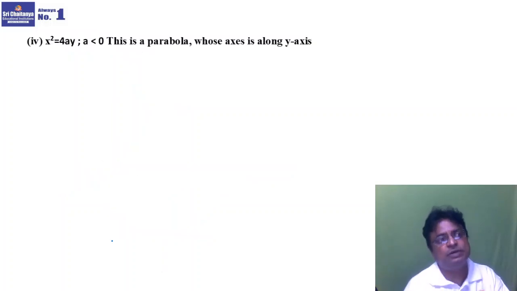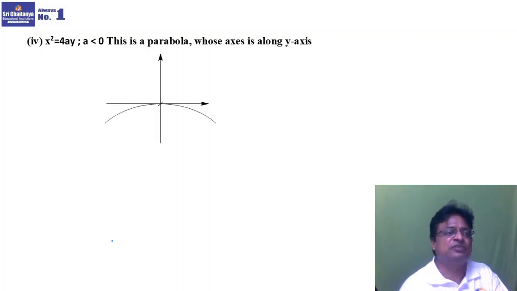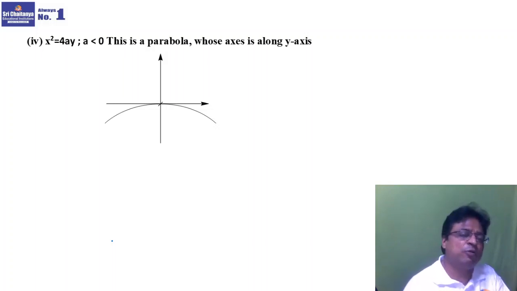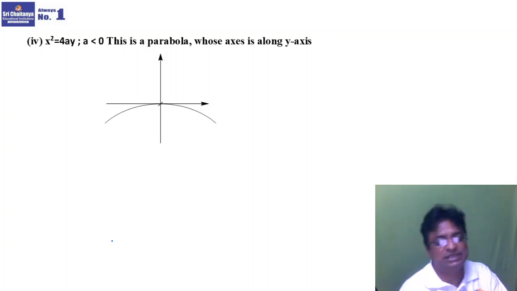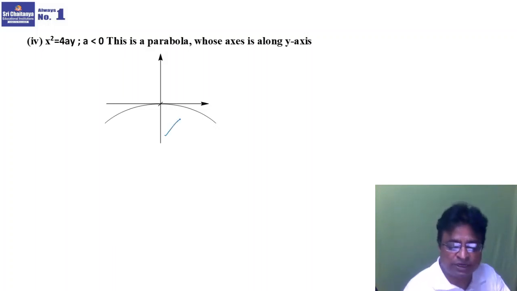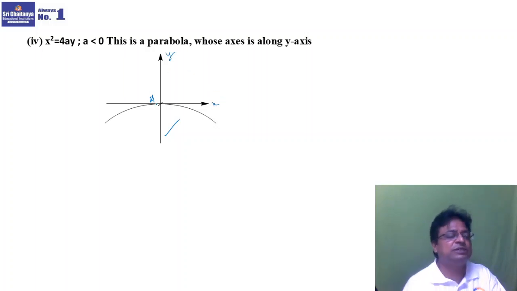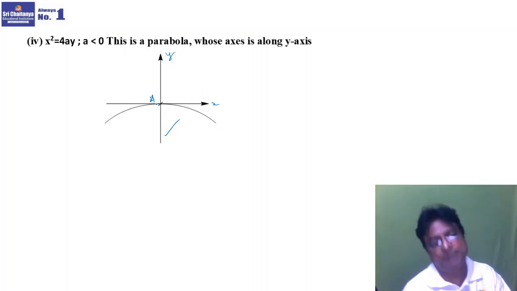Now coming to x square is equal to 4ay for a less than 0, that parabola is completely opposite to the above parabola. It is completely downwards to the x-axis, and no part of the curve is above the x-axis, and it is symmetrical about what? Y-axis. So if this is the origin, and it is x and it is y, of course this is the origin, and we now call it the vertex of the parabola.